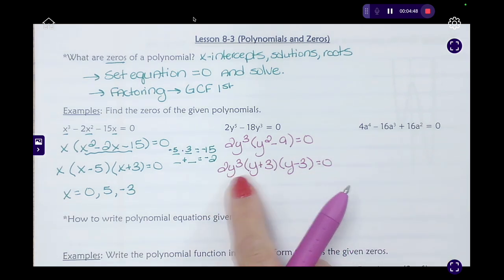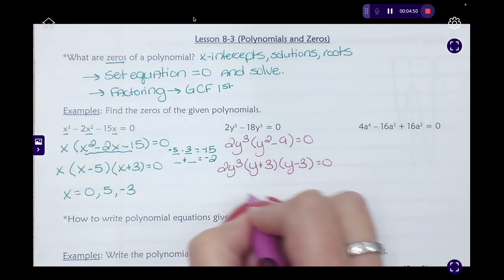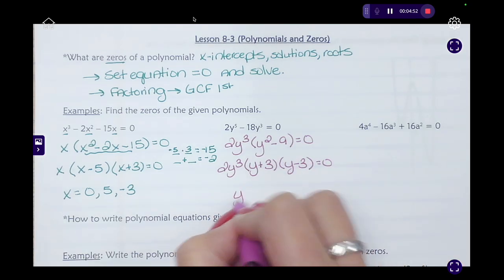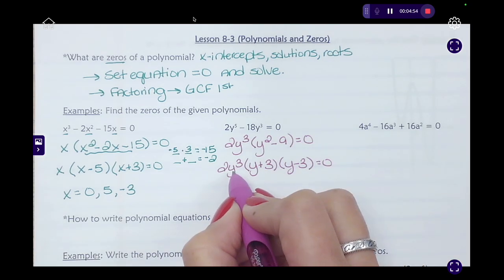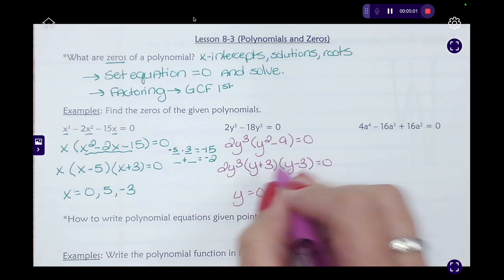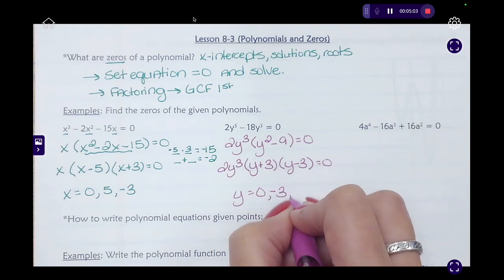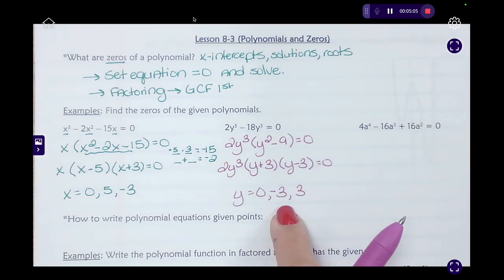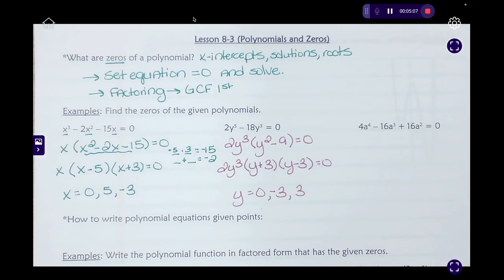Now I'm going to set each one of these equal to 0 and solve it. When I do that, if I set this equal to 0, I would divide by 2, which is still 0. Cube root, it's still 0, so that's going to give me 0. This, when I solve it, is going to give me a -3. That one would be a +3. So those would be my zeros of that polynomial function.